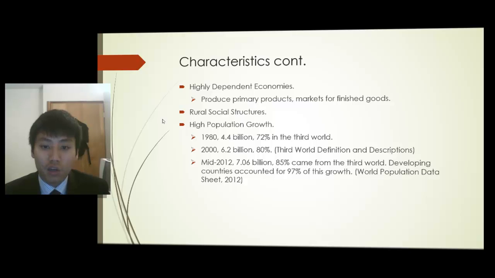According to the data in the article Third World Definition and Description, in 1980, the Earth's population was 4.4 billion, and 72% of it was in the Third World. In 2000, the Earth's population grew to 6.2 billion, 80% of it in the Third World. And according to the World Population Data Sheet, in mid-2012, the Earth's population exceeded 7.06 billion, and 85% of them came from the Third World. Developing countries accounted for 97% of this growth.